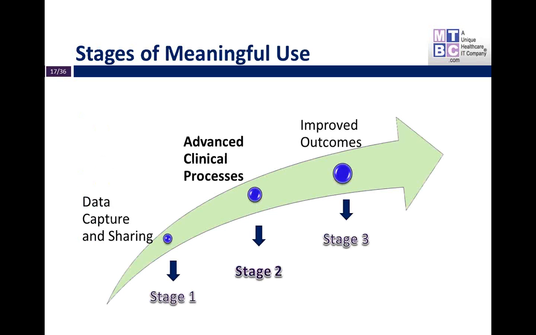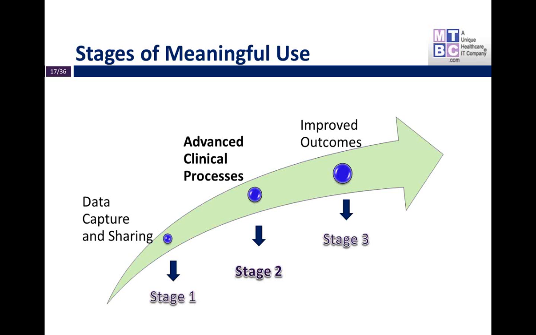Now, to get into the details of meaningful use, the Center for Medicare and Medicaid Services E.H.R. incentive programs are staged in 3 steps with increasing requirements for participation. Stage 1 focuses on data capture and sharing. Stage 2 focuses on advanced clinical process. And Stage 3 will be focused on improved outcomes. Eligible professionals begin participating by meeting the Stage 1 requirements for a 90-day period in their first year of meaningful use and a full year in the subsequent calendar years. So if you want to start meaningful use, you will start with Stage 1 and then move on to the next stages as you go along.